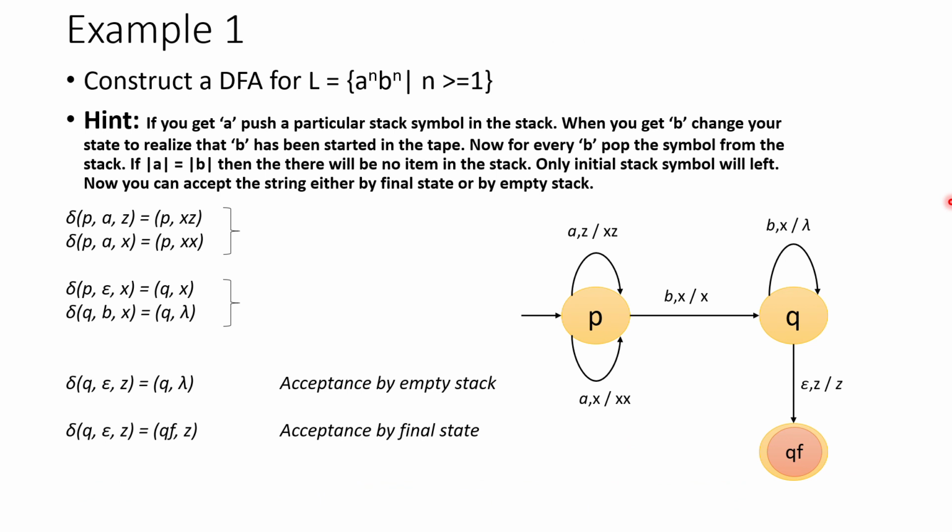We start with this example: we have to construct a language L for a to the power n, b to the power n. Now you see, the hint given here is that if you get an a, you have to remember how many a's there were, and you have to remember how many b's there were. You have to match them. But the problem is that there is no such algorithm for matching two values.